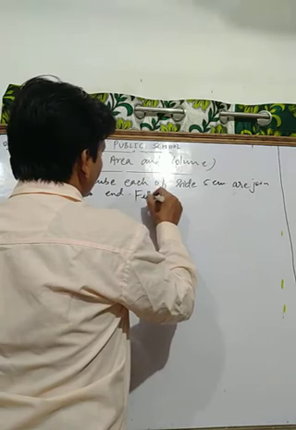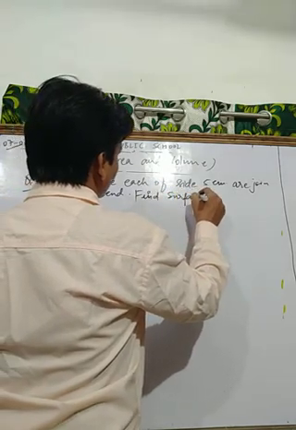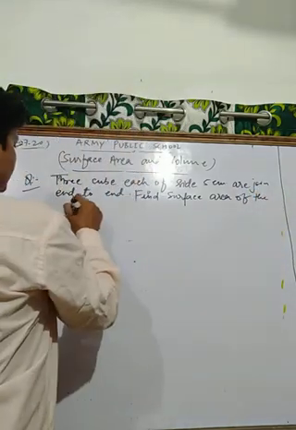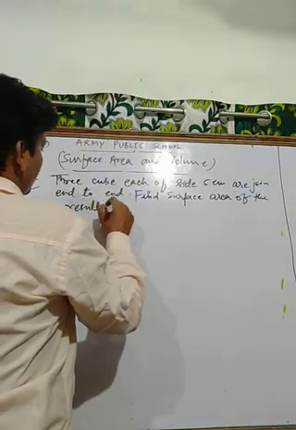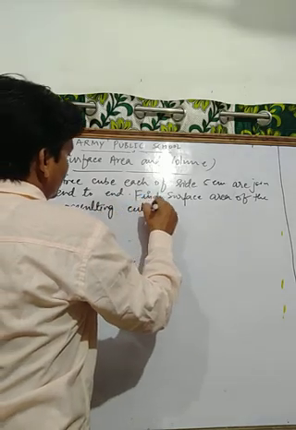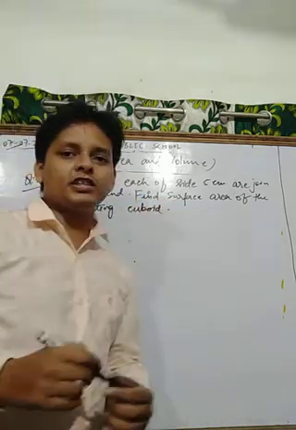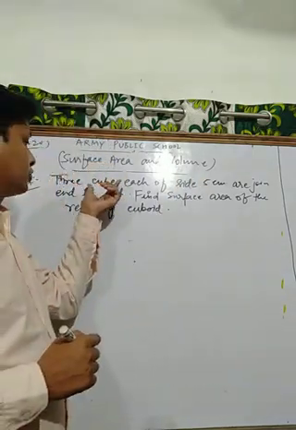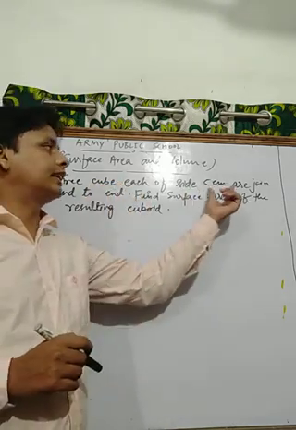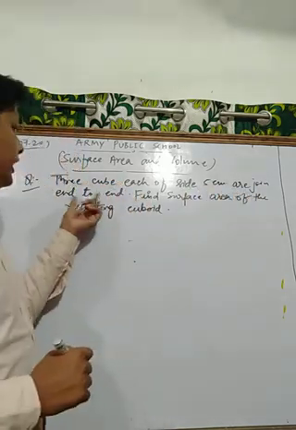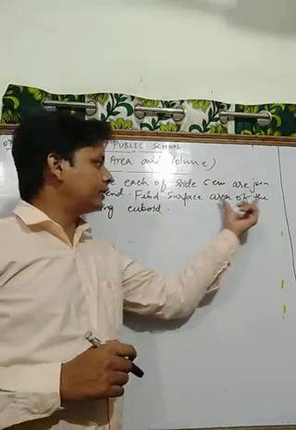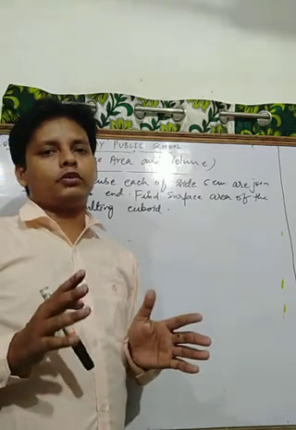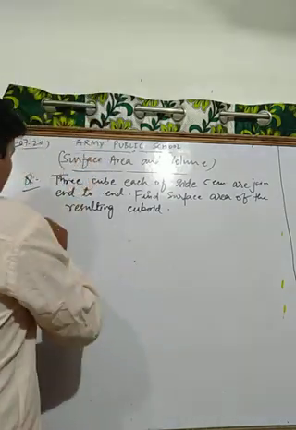Find the surface area of the resulting cuboid. This is your question, and let's see it one more time. Three cubes each of side 5 centimeter are joined end to end. Find the surface area of the resulting cuboid. This is one of the most important questions of your NCERT exercise. Let's see its solution.